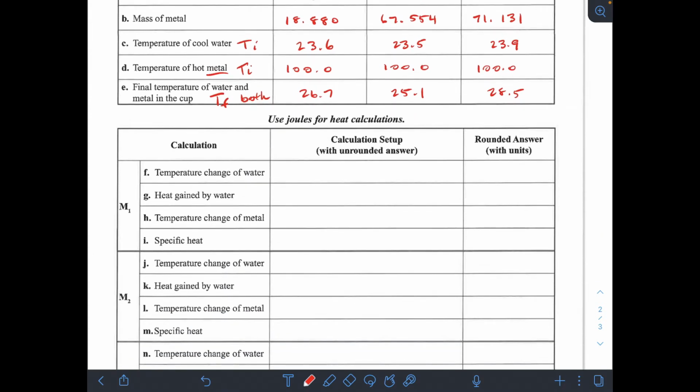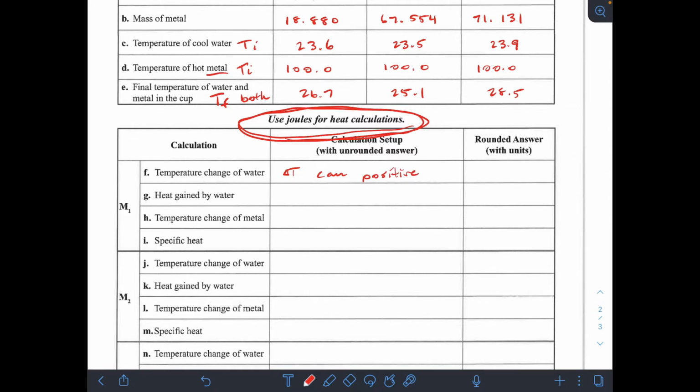Now, this is important. Use joules for your heat calculations. If you try to use calories, your answers will be correct for calories, but that is not what we're looking for. We specifically want you to use joules in your heat calculations here. You can feel free to use your temperature changes, so your delta T's can be positive for everything.